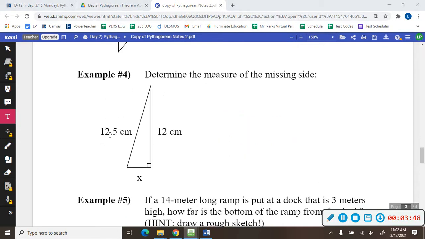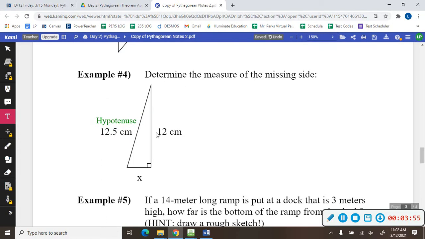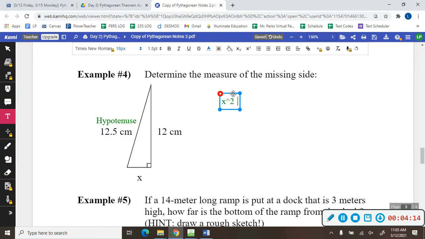Here I have the hypotenuse. How do you know something's the hypotenuse? You know it's the hypotenuse because it's always the longest side, and I can see visually that this is the longest side, and it's always directly across from the 90 degrees. So I have my legs, I have x, I have 12, so I do x squared plus 12 squared, and that's going to equal the hypotenuse squared, 12.5 squared.